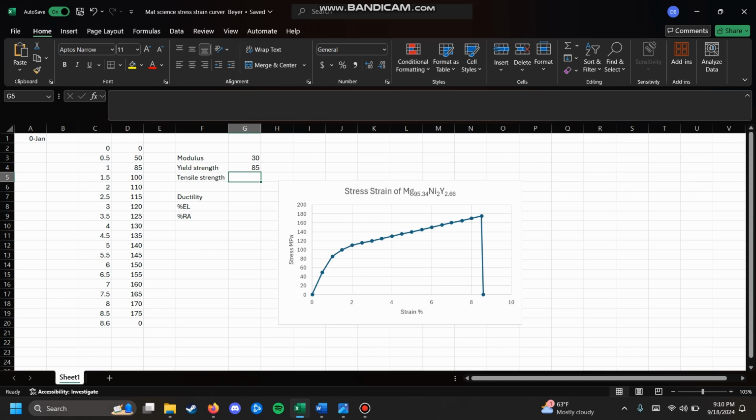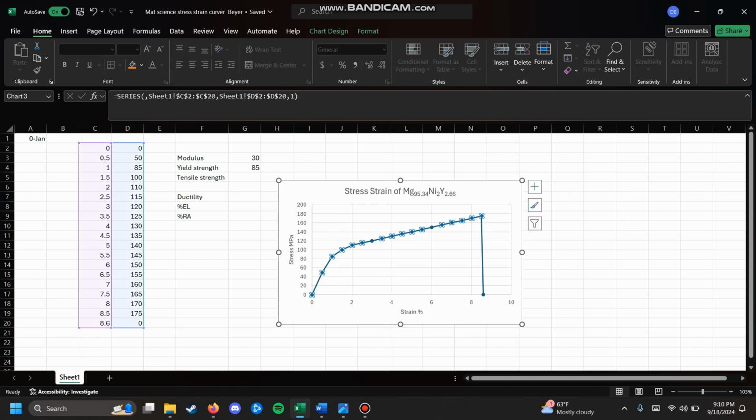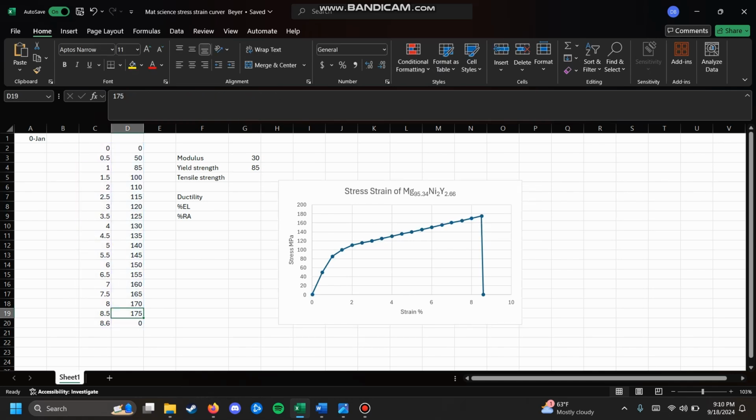Tensile strength. Let's see. Tensile strength. Oh yeah, that's just the max point before it fractures. So we can just look at the final point right here. Comes to be around 175. We put that in.